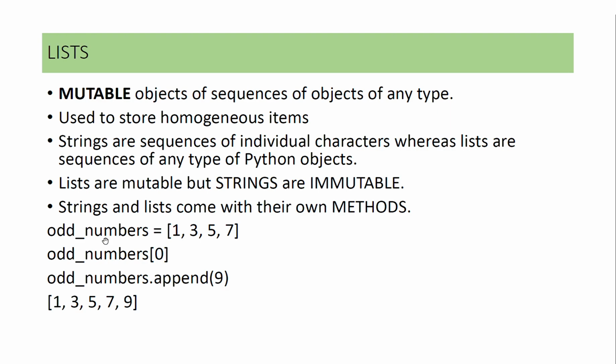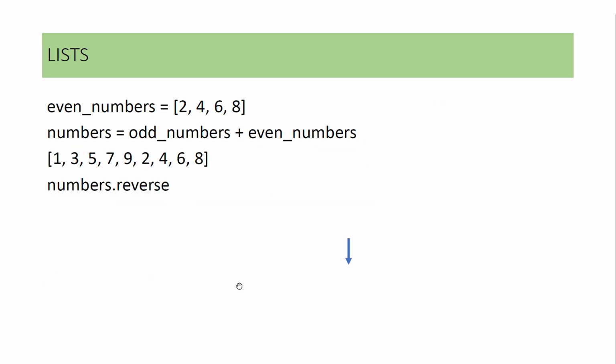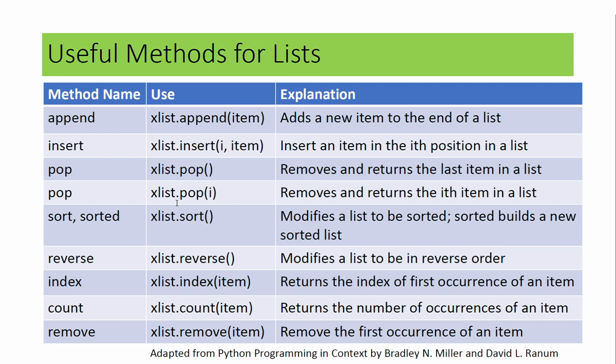For example, odd_numbers is 1, 3, 5, 7. odd_numbers.append(9) means that it will be 1, 3, 5, 7, 9. Yeah, which has an append of 9. So even_numbers could be 2, 4, 6, 8. Numbers is equal to odd_numbers plus even_numbers, and then you get 1, 3, 5, 7, 9, 2, 4, 6, 8. Yeah, the even and odd numbers are added together. So numbers can also be reversed.